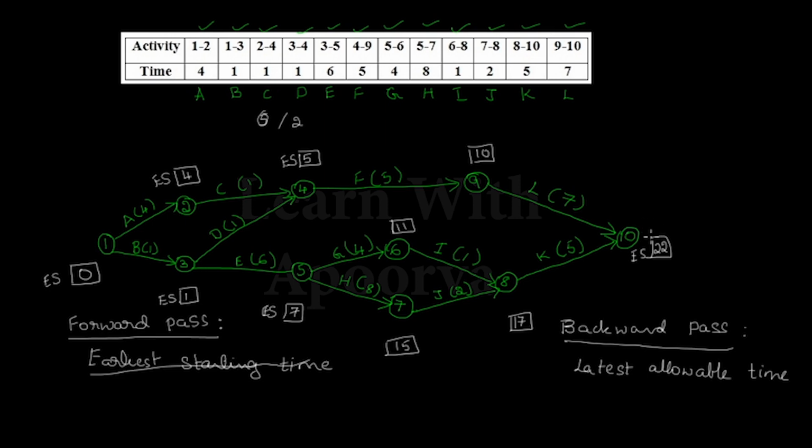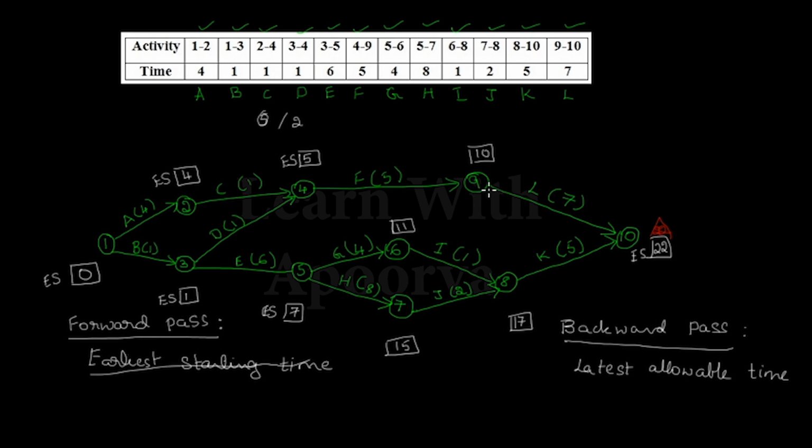From this we will start calculating the latest allowable time, or we can also call it the latest completion time. For the last node, the earliest starting time will be the latest completion time. The earliest starting time is 22, so the latest completion time will also be equal to 22. After 10, go to node 9.